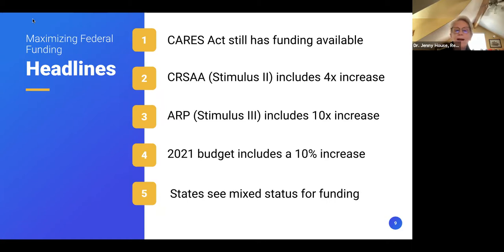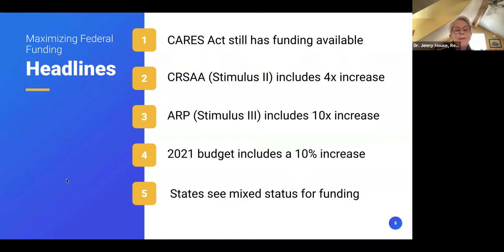The second one is the Stimulus 2, which was a 4 times increase for higher ed. And the most recent is the American Rescue Plan, and that is a 10 times increase. So probably a lot of you are saying it's not enough, but it's a huge increase compared to what we had all predicted after the pandemic started.